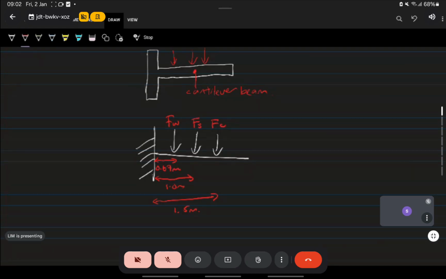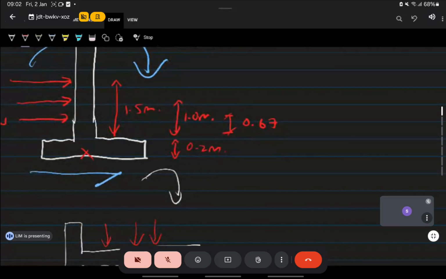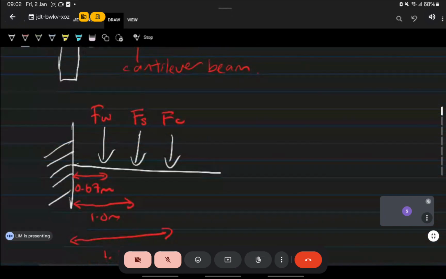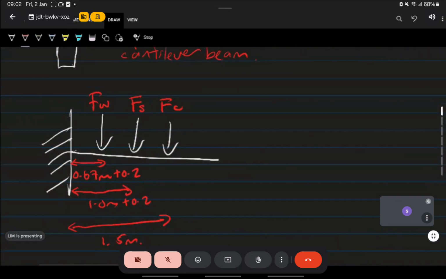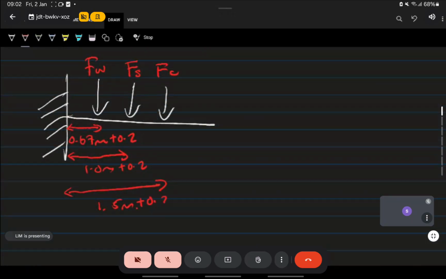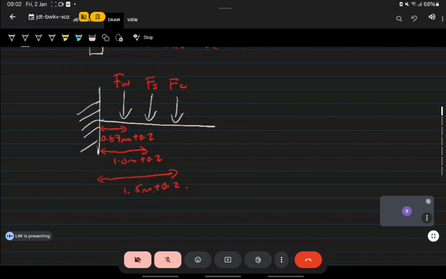Very easy. Wait, sorry, I forgot. You have the 0.2 here to the support. Another 0.2. So for all of them, you have to add 0.2 to go to the end of the support of the beam. So moment, you treat it as a cantilever beam.